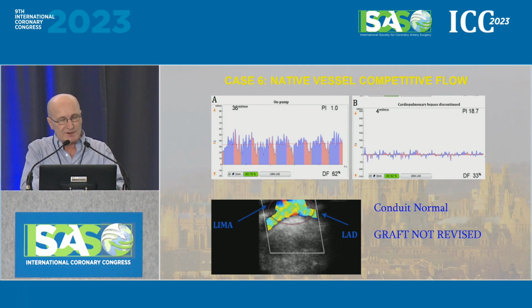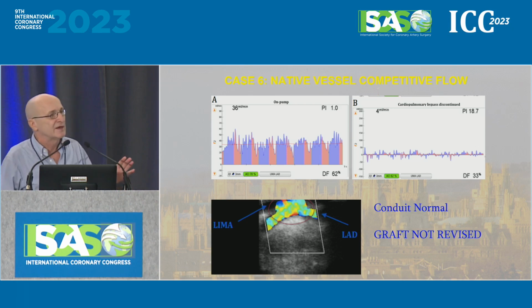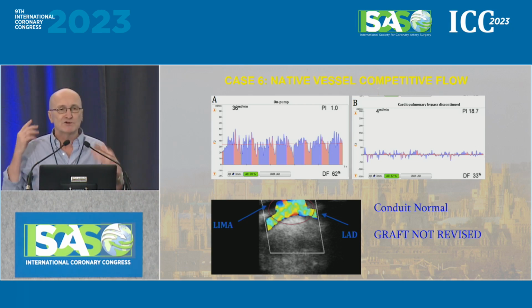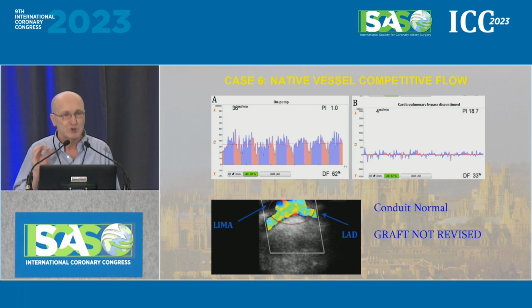So initially, you look at the LIMA to the LAD. I don't have time to show, I've got a few more of these cases and time's going to run out. But the point of what I'm trying to say today is use an algorithm in your head. Check the flow. If it doesn't look right, it usually means it's not right. Don't ignore it and say, get me another probe, there's something wrong with this probe.